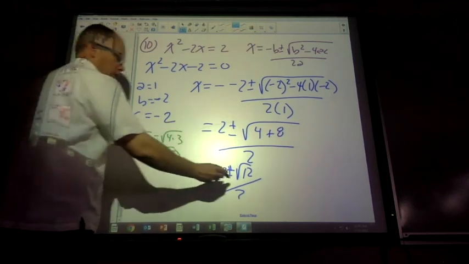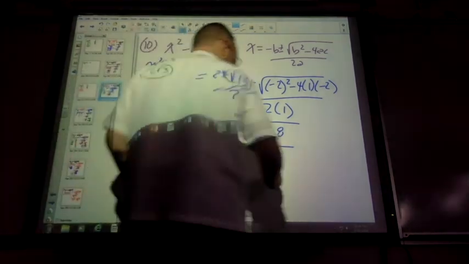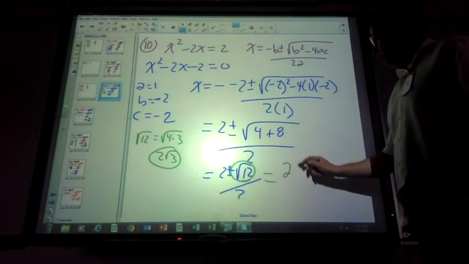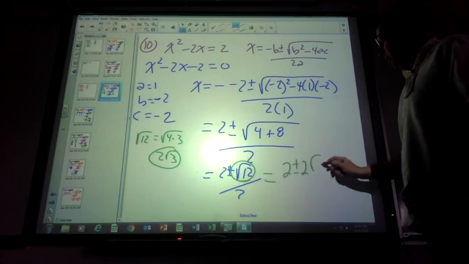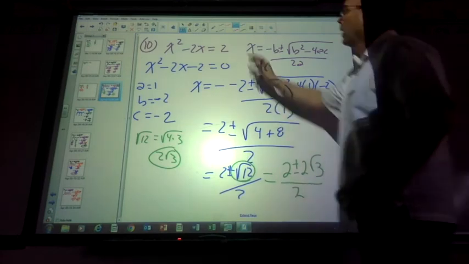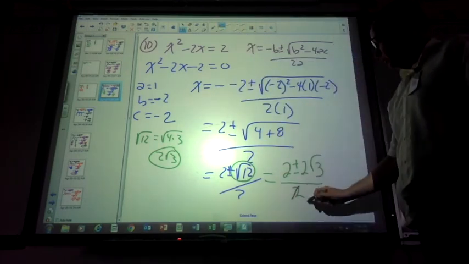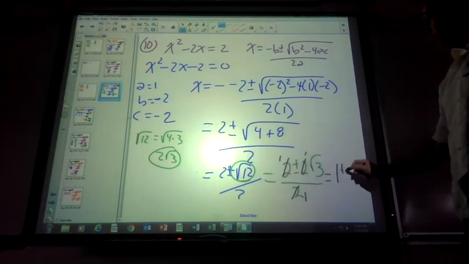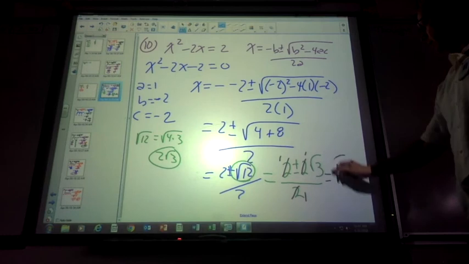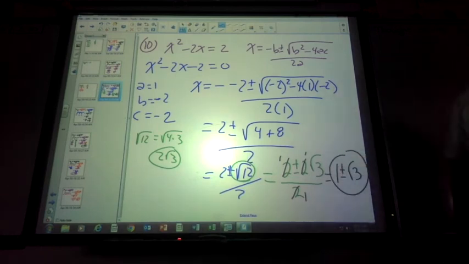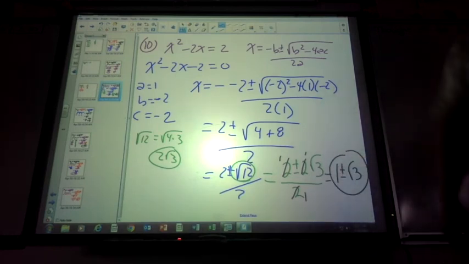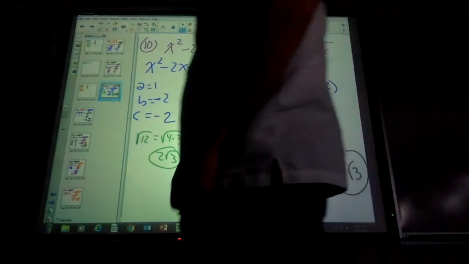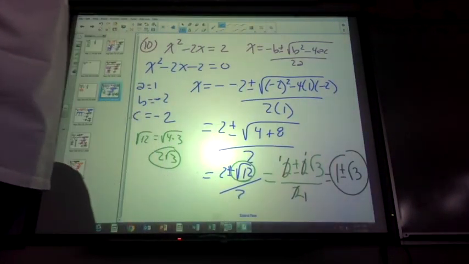So I'm going to plug this in right here. 2 plus or minus 2 root 3 over 2. I can reduce everything by 2. So my exact answer is 1 plus or minus the square root of 3. And that's where it crosses the x-axis exactly. Feel okay about this? So we're going to have a quiz on Thursday.